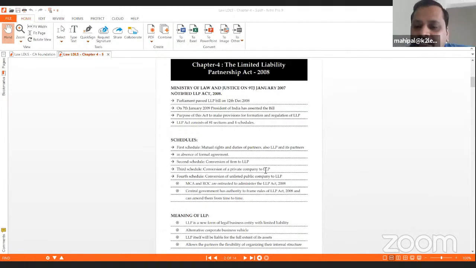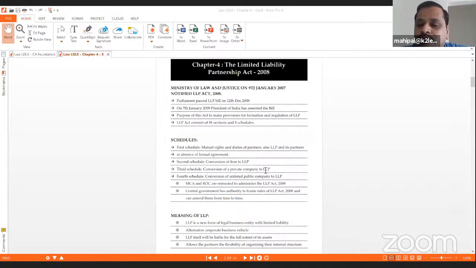The LLP Act is a mixture of partnership and companies. The important points from the advantages of company and the advantages of partnership have been taken to form an LLP. LLP generally has 4 schedules. In absence of an agreement, this schedule will come into the picture. Schedule 1 talks about mutual rights and obligations of partners in an LLP.